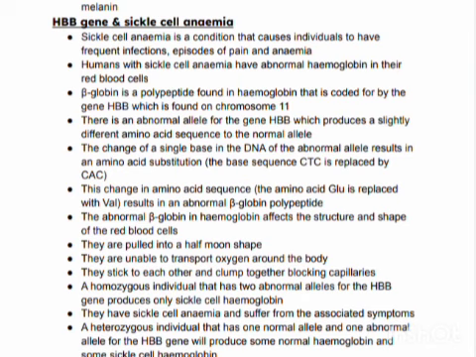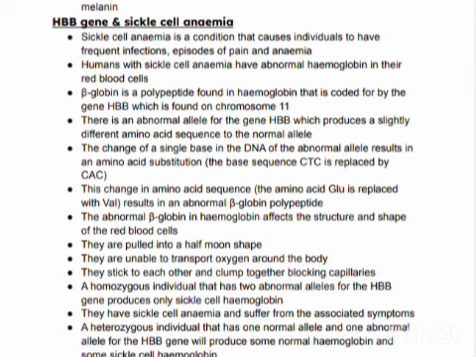We have the HBB gene and sickle cell anemia, right? Sickle cell anemia, we know, is a condition that causes individuals to have anemia, which is breathlessness, lack of oxygen, episodes of pain, and frequent infections, right? Humans with sickle cell anemia have abnormal hemoglobin in their red blood cells. Now, beta globin is a polypeptide found in hemoglobin that is coded for by the gene HBB, which is found on chromosome 11, right?